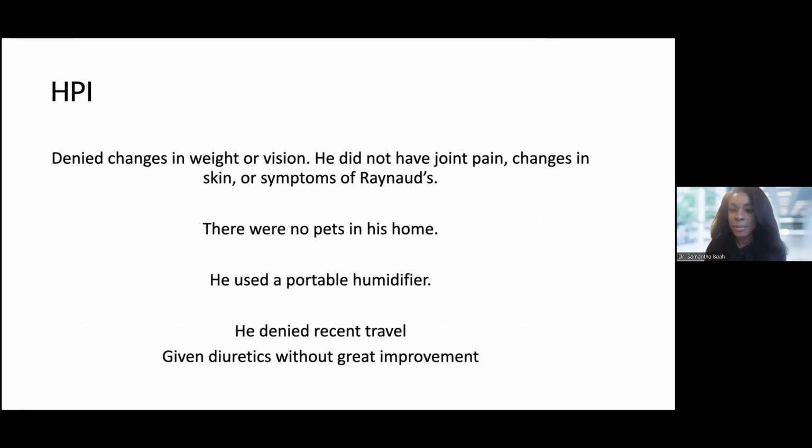So when you dig a little bit deeper, you find out that he hasn't had any changes in his weight or his vision, no joint pain or skin changes. He didn't have any symptoms of Raynaud's or changes in the color of his fingers, no pets in his home. He didn't use a humidifier. He didn't travel anywhere recently, and he was given a diuretic, but he really didn't find any great improvement in his symptoms with that.